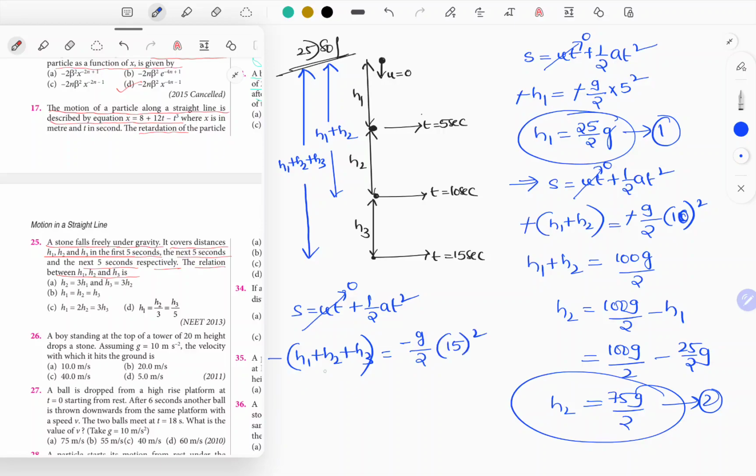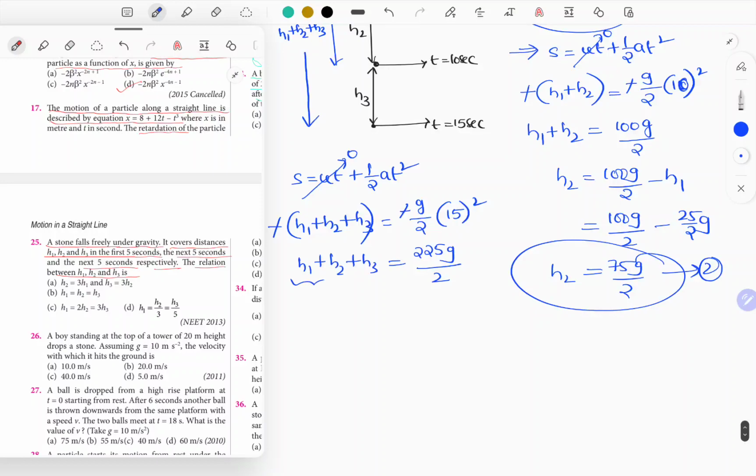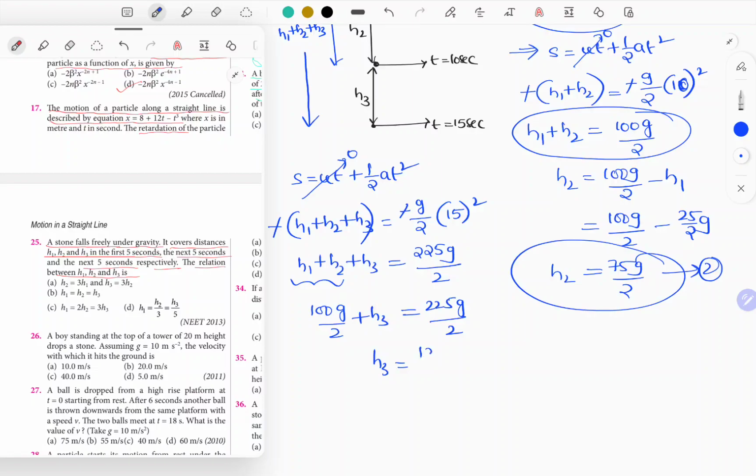15 square is 225, so minus minus will get cancelled. H1 plus H2 plus H3 is equal to 225 into g divided by 2. What's the value of H1 plus H2? This is 100 g by 2. Let me substitute. 100 g by 2 plus H3 is equal to 225 g by 2. Then H3 is equal to 125 g divided by 2. So this is equation 3.